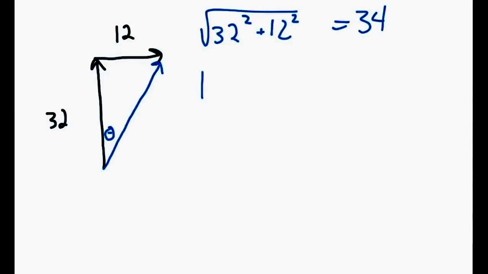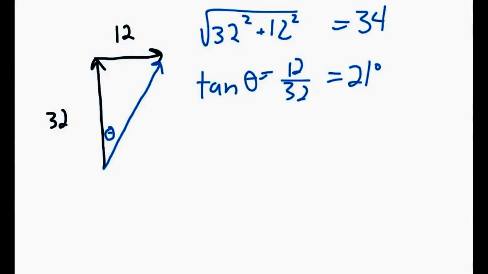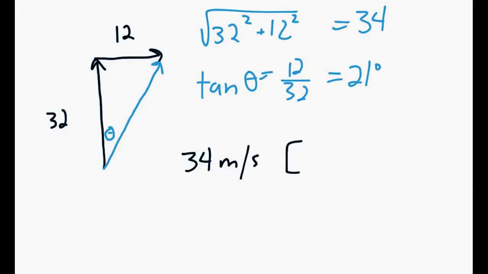Okay, and then for the angle, go second tan of 12 divided by 32. And that should give you, we're just doing 2 sig digs in this case, so you should get 21 degrees. Okay, so those are our two answers. So now, just like we did before, you want to make sure you write them properly. So you'd have 34, our original question was in meters per second, so we'd have 34 meters per second. And our angle would be north 21 degrees east.